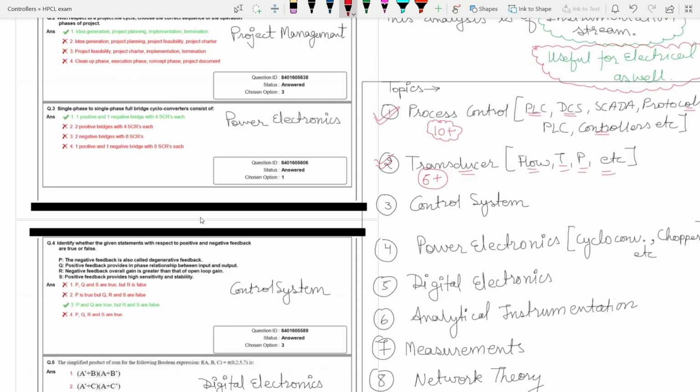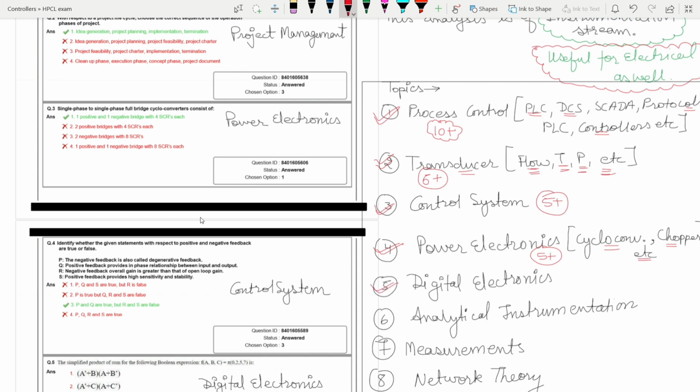From transducers, there are 6+ questions observed, and the questions were based on flow measurement, temperature, pressure, and yeah, the piezoelectric crystal and all the related topics like hydraulics, pneumatics. All those questions were asked in the transducer domain. The next section was control systems, so nearly 5+ questions were asked from control systems. And for power electronics also there are 5+ questions like cycloconverters, choppers, and yeah, these related questions.